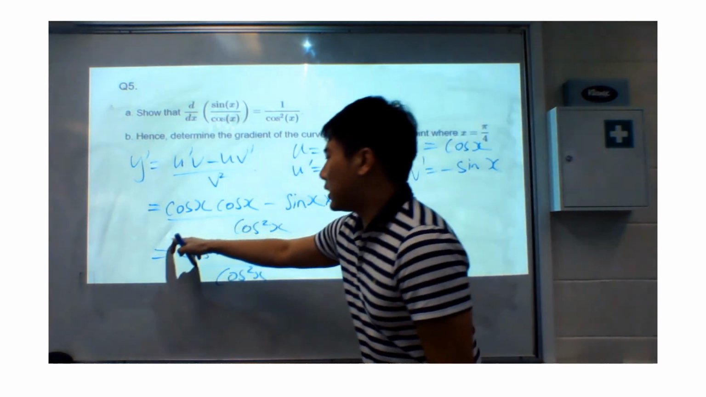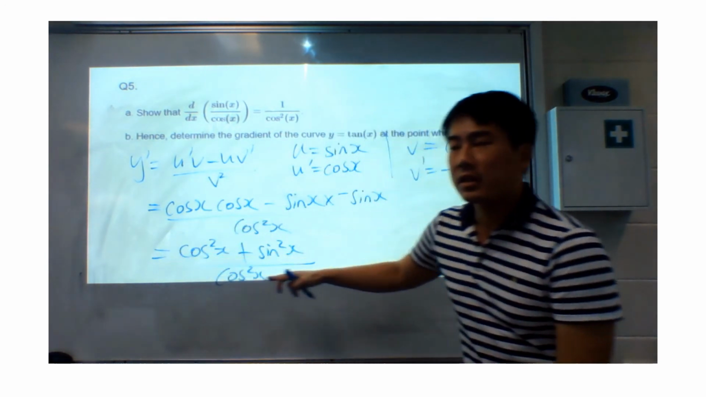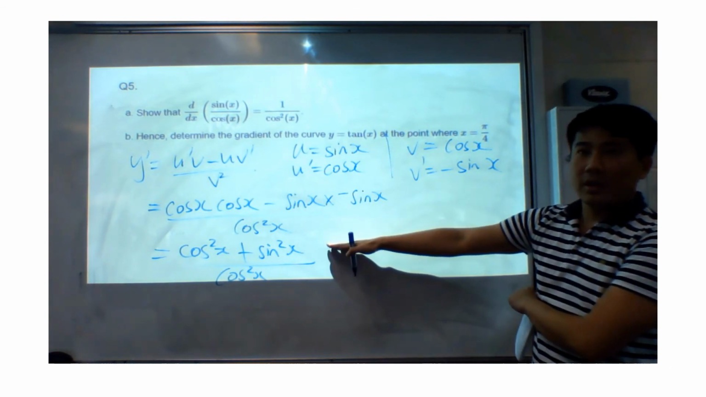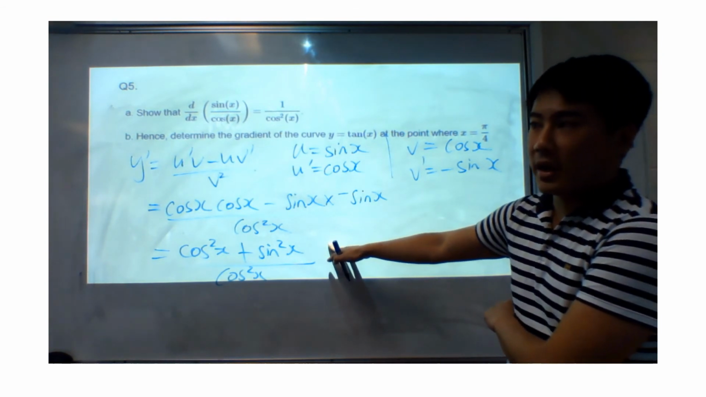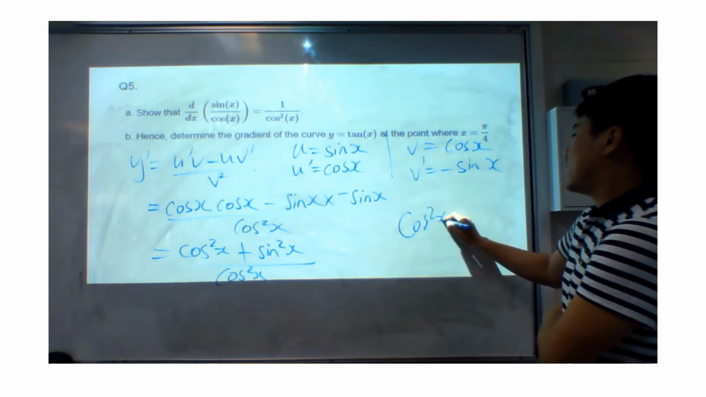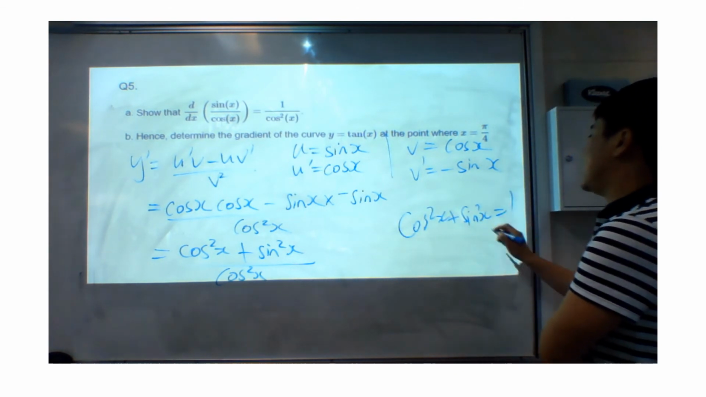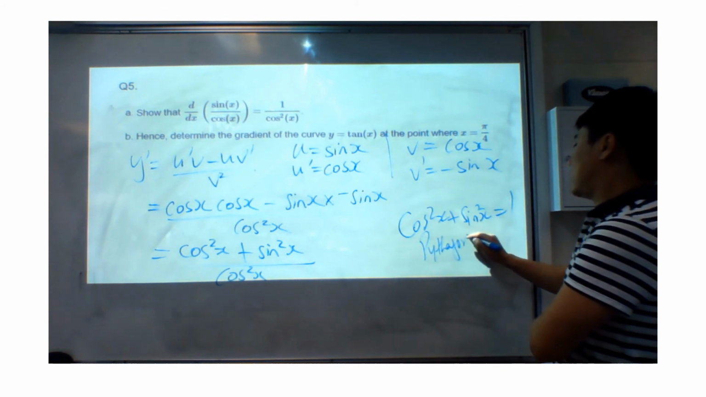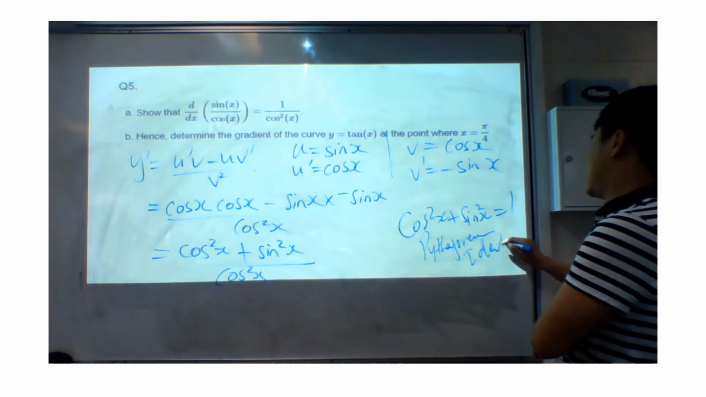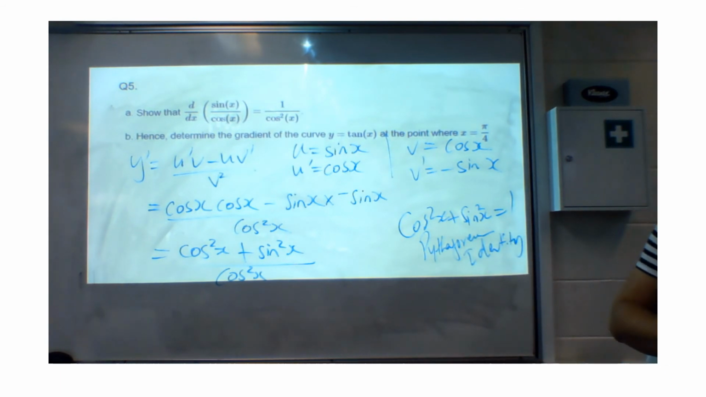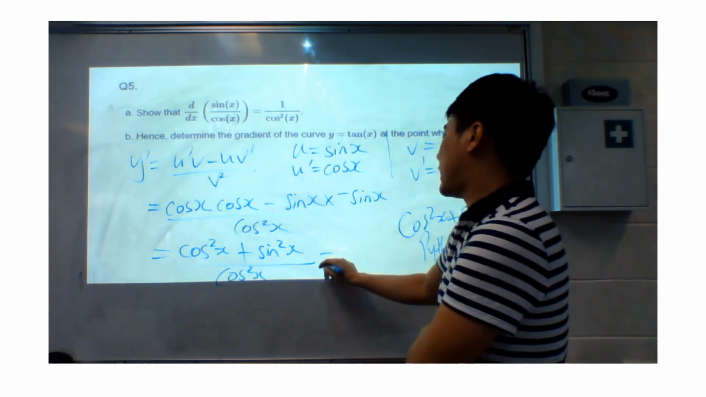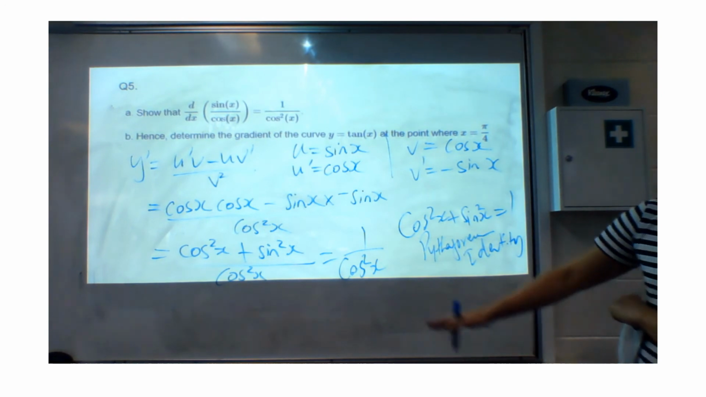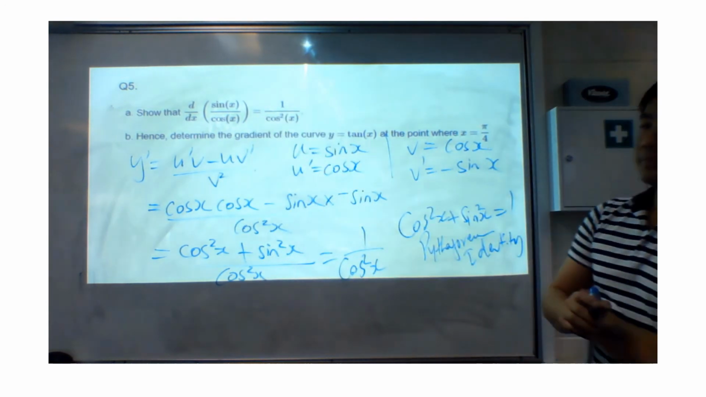Can you see this is a special identity? We call it the Pythagorean identity. It's not in your formula sheet, but you should know it by now. Cos square x plus sine square x equals 1. Okay? Pythagorean identity. Because this is the case, you have proven that it is in fact true.